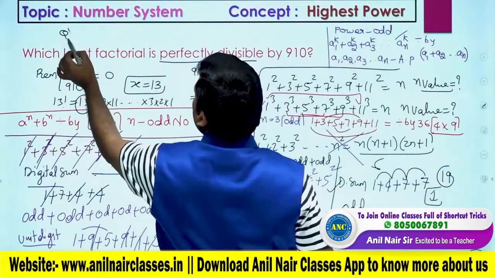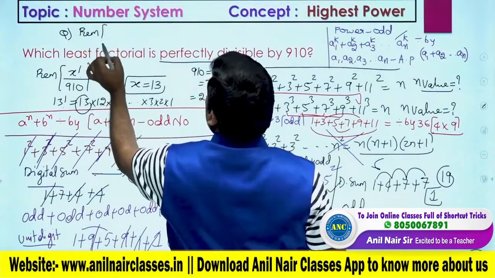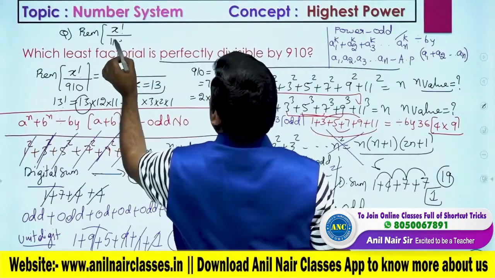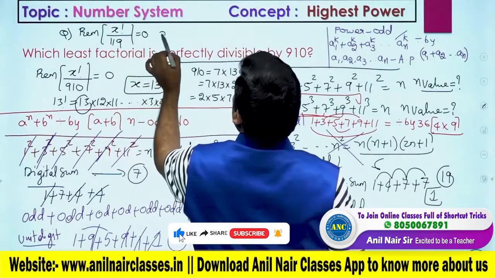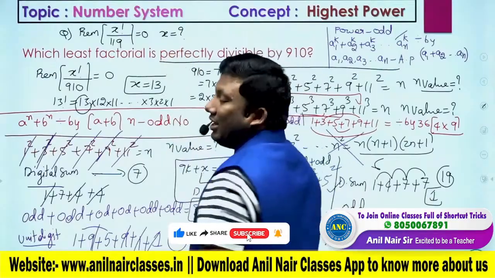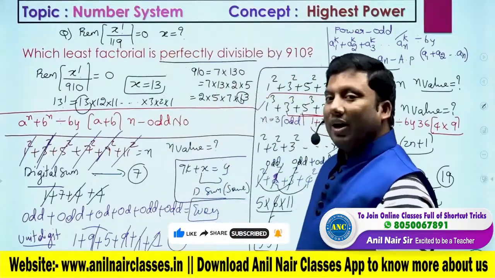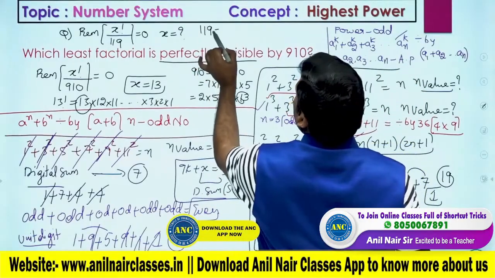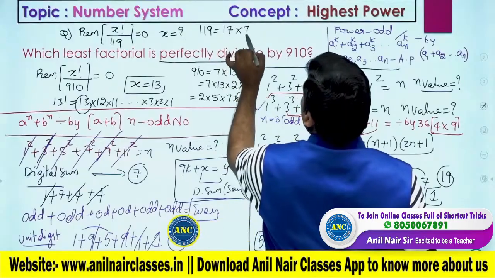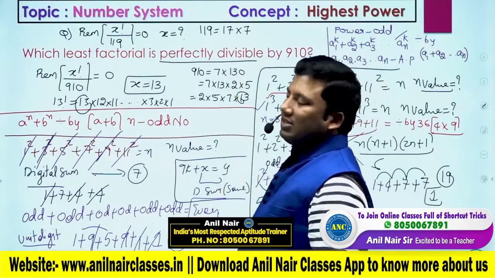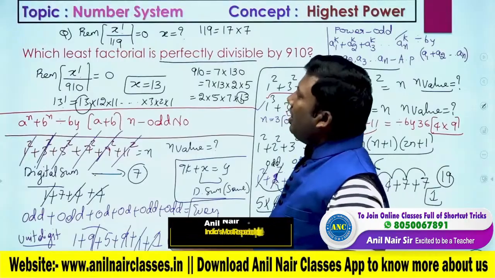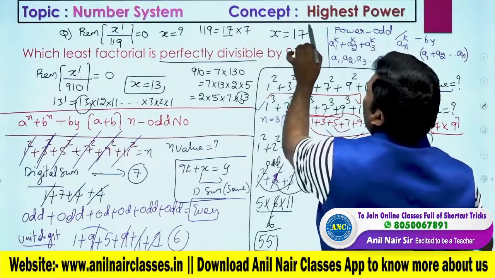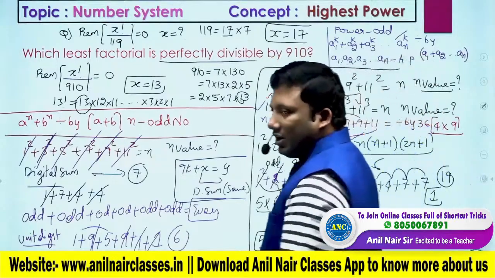Suppose if the question is remainder x factorial divided by 119, it is 0. Find x. 119, factorize it. It is 17 into 7. What is the highest prime number? 17. So 17 factorial when divided by 119, it will be 0.